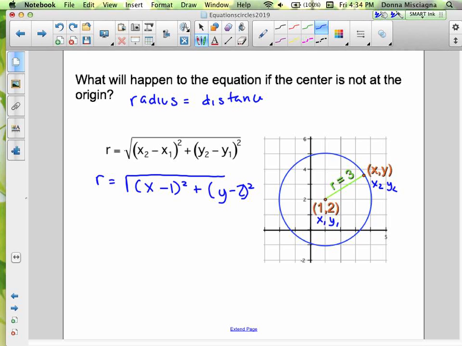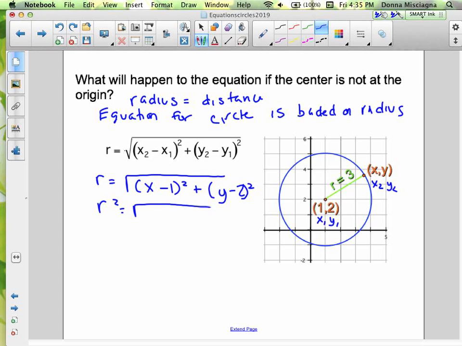So now we're going to change this from the radius to the equation for the circle, because remember, the equation for a circle is based on the radius, which is just the distance formula. Because that's all a circle is. It's a center point, and all the points are the same distance away. So we're going to square both sides because we don't want this square root in there.